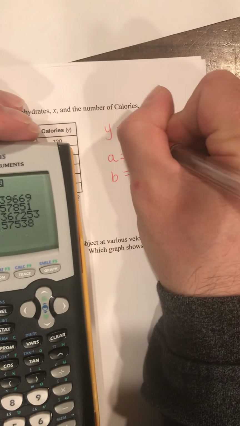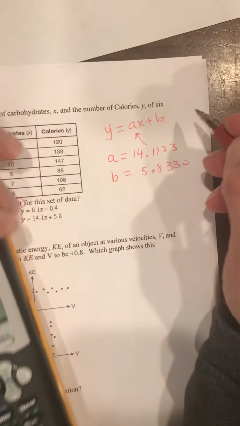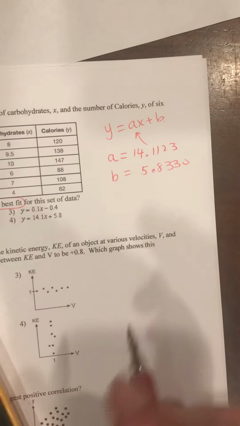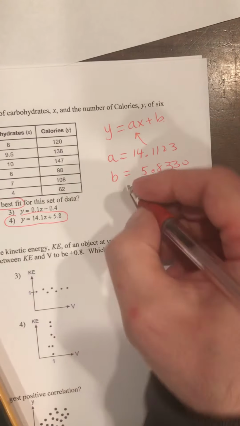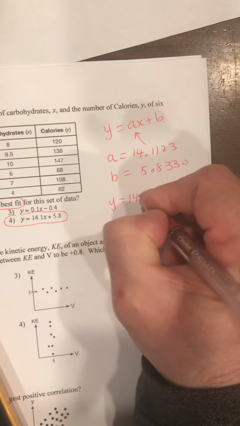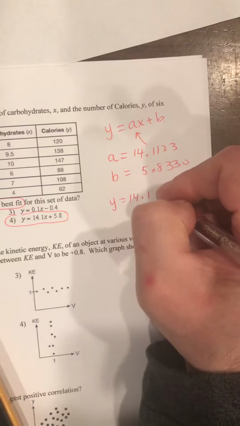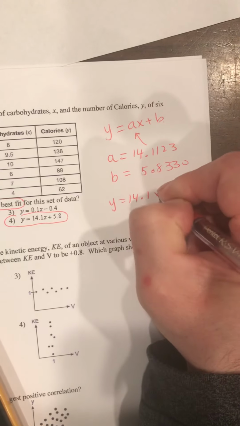So A is your slope. That goes in front of the X. And B is your y-intercept. That's the constant. So the answer to this question is choice 4, because they're rounding to the nearest tenth. So y equals 14.1x plus 5.8.